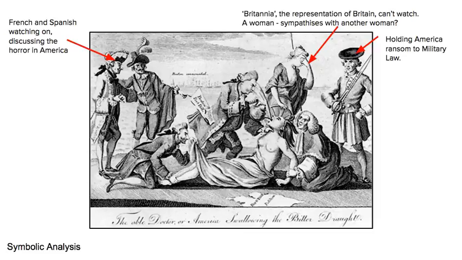And then we've got the other man on the far right holding America ransom to military law. He's holding the sword that has inscribed on it military law, and he's standing by, possibly waiting to attack, possibly waiting to enforce it. And we know that military law is another consequence of the coercive acts, the fact that Thomas Gage was made the governor of Massachusetts.